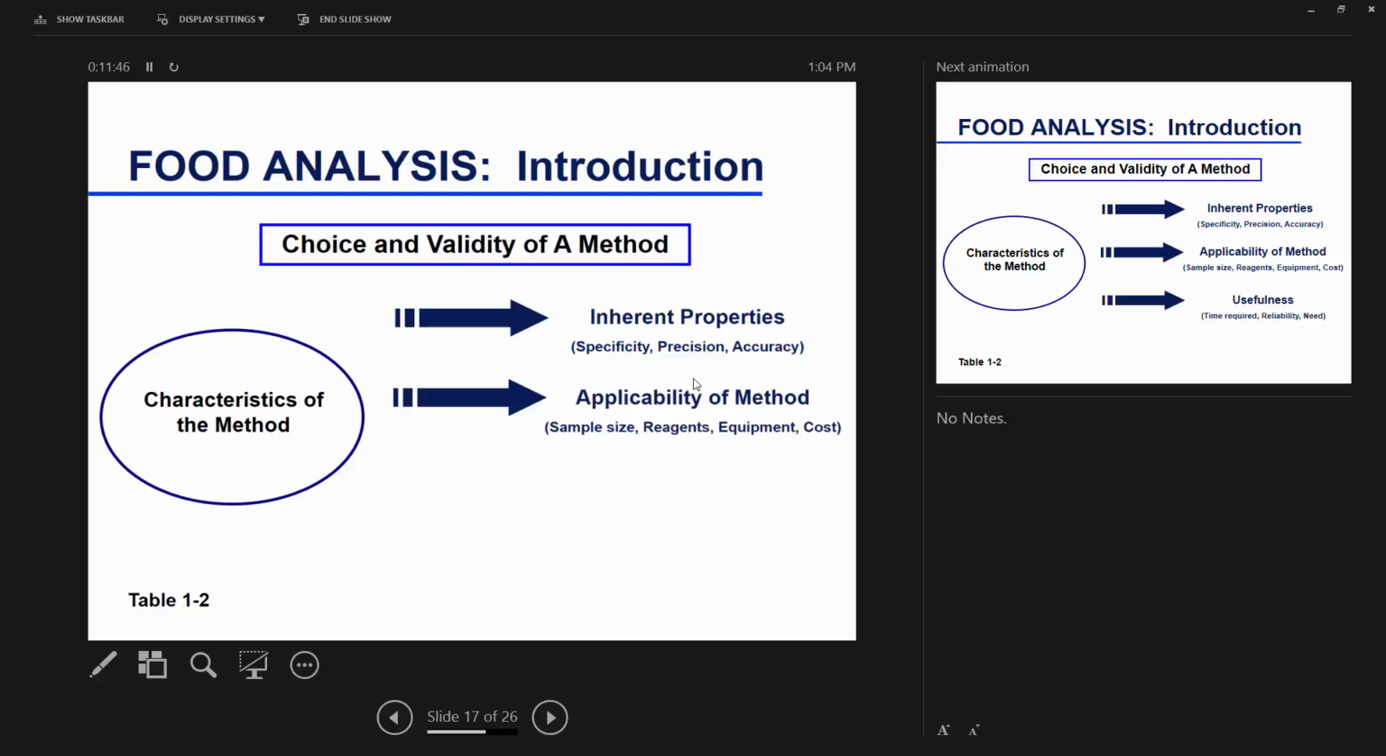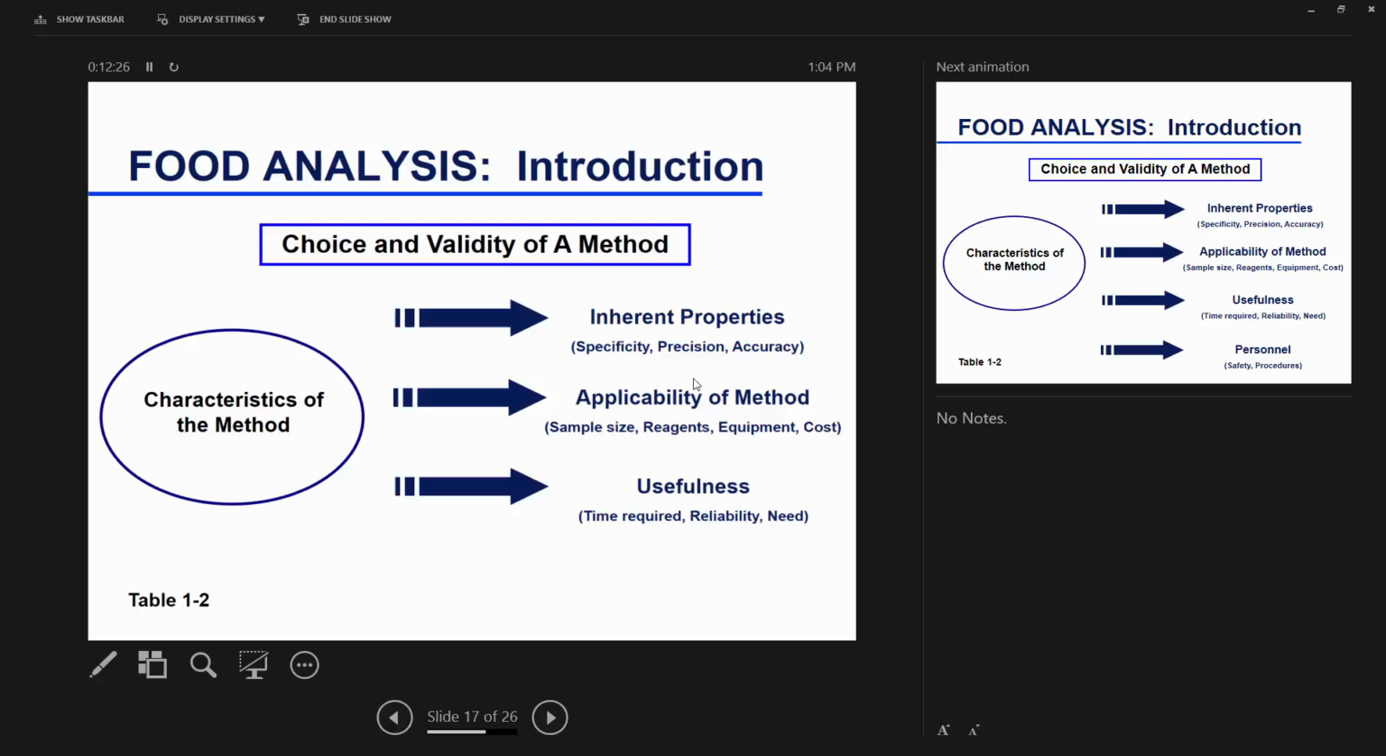Okay, applicability of the method. Let's say I have only 2 milligrams, but the protein method that I'm going to do requires 1 gram. So it's not suitable. So I have to look for another method based on how much sample I have. And this is always, especially when you're doing research, a limiting factor, how much sample you have and how much the method requires. Reagents, do you have the right reagents, how expensive they are? Do you have the equipment? Is it a liquid chromatography mass spectrometry method? You don't have a mass spectrometer, you want to send it out, how expensive it is, and so on.